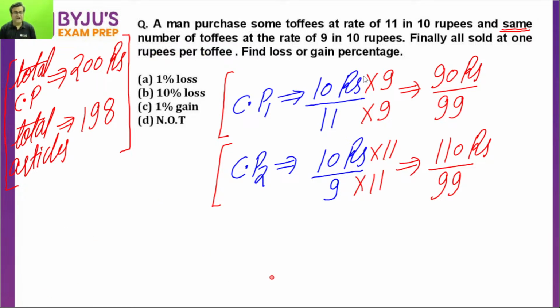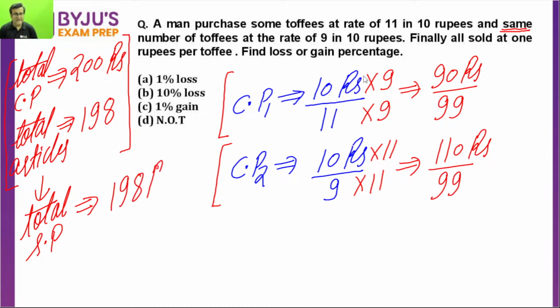Now all articles are sold at 1 rupee each. So 198 articles sold at 198 rupees. Is this clear now? Because one article is sold at 1 rupee each. So guys, 200 is the cost and 198 is the selling. This is the total cost, this is the total selling. So overall there is a loss.